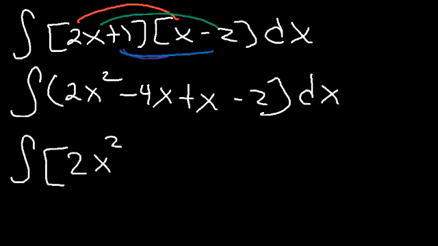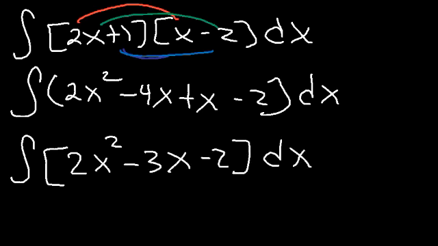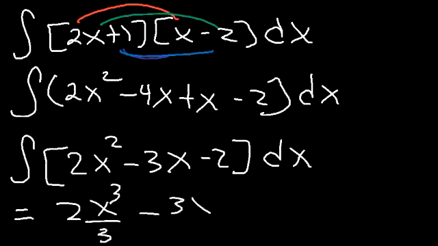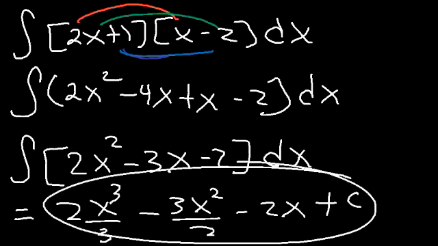Now, negative 4x plus x is negative 3x. So now let's integrate it. This is going to be 2x³ divided by 3 minus 3x² divided by 2 minus 2x plus c. And this is the answer. We can't really simplify it, so we're going to leave it like that.